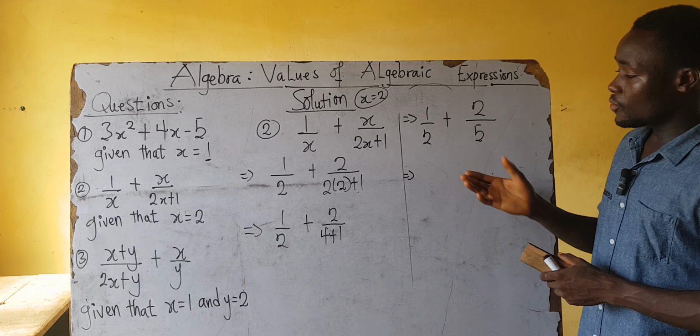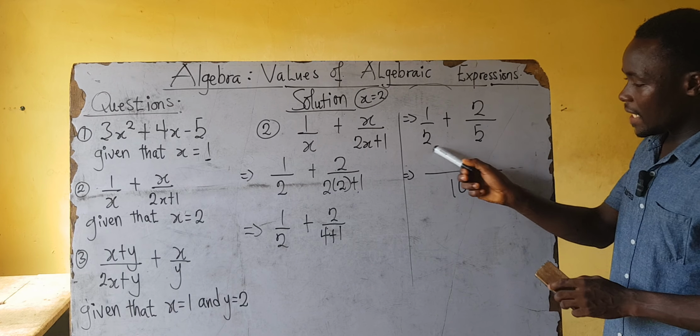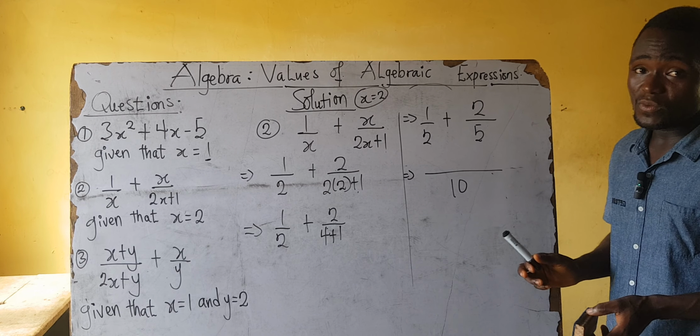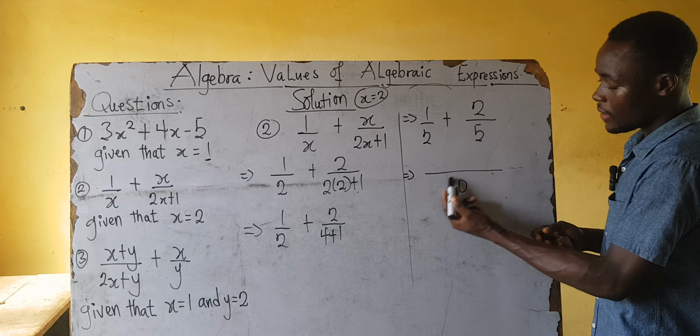If I say LCM for 2 and 5, this means that I'm going to look for a number such that 2 can divide the number evenly and 5 can also divide the number evenly. So the LCM for 2 and 5, we all know that it is what? 10, right? 10 is the least number which 2 can divide evenly without a remainder, and 5 can also divide evenly without a remainder. You know that. Very good.